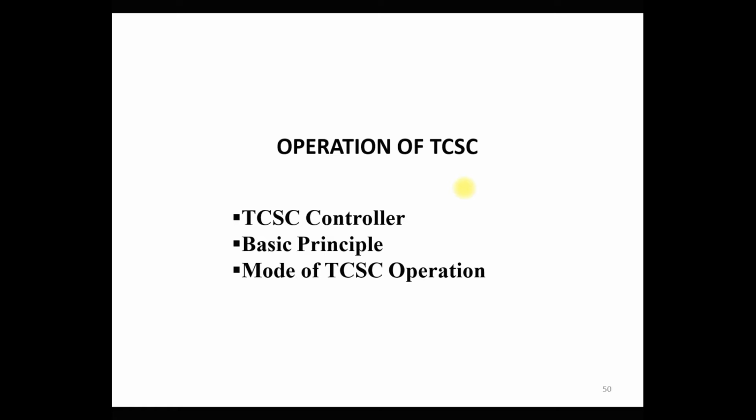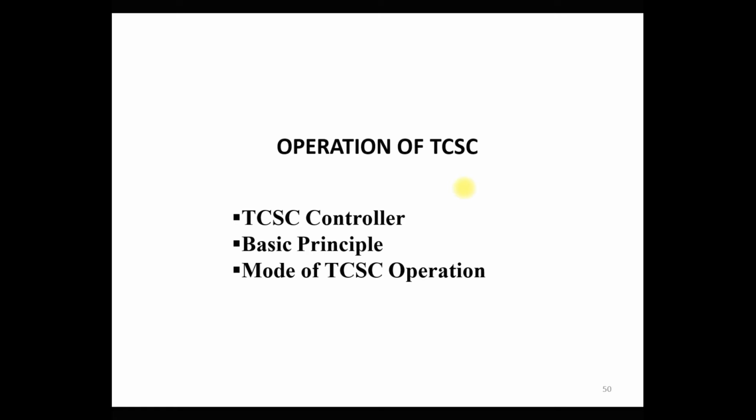line and to provide voltage support at the load bus, the bus which is highly loaded, and because of that we need to maintain the voltage near 1 per unit or the rated value. So in that condition we require voltage compensation. Another requirement is to improve the transient stability.